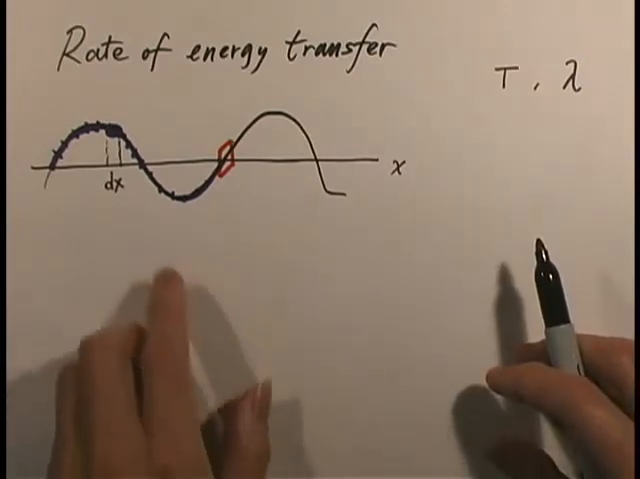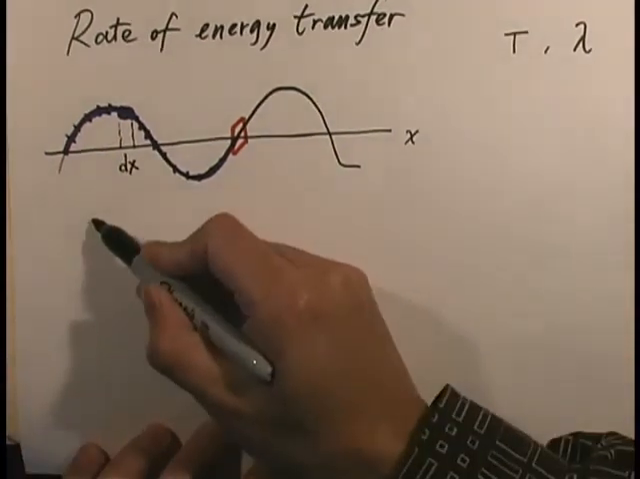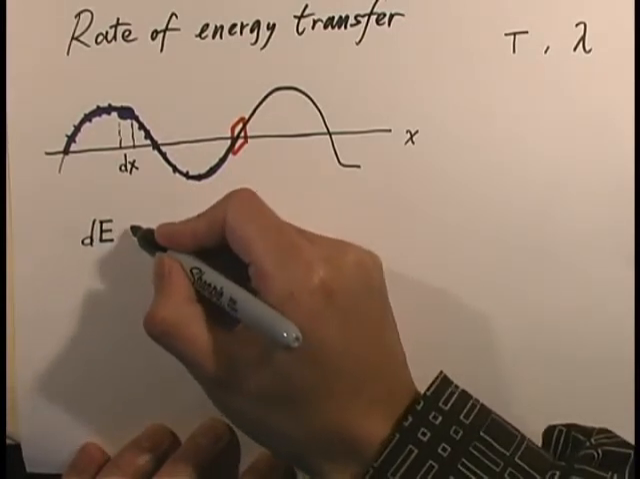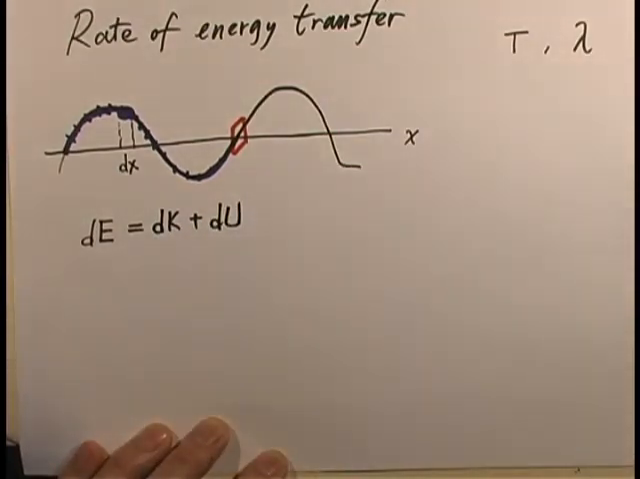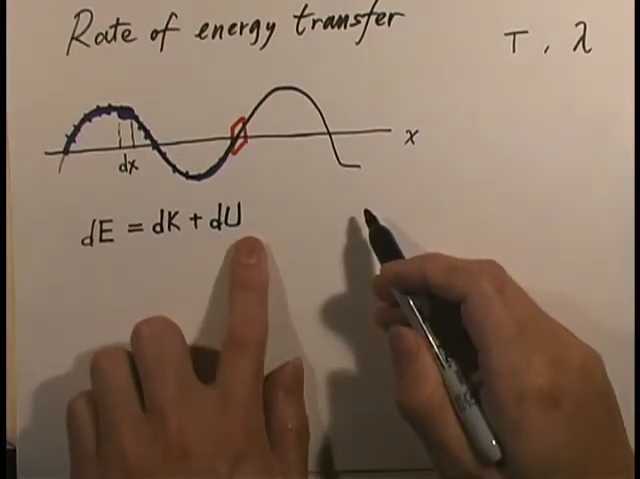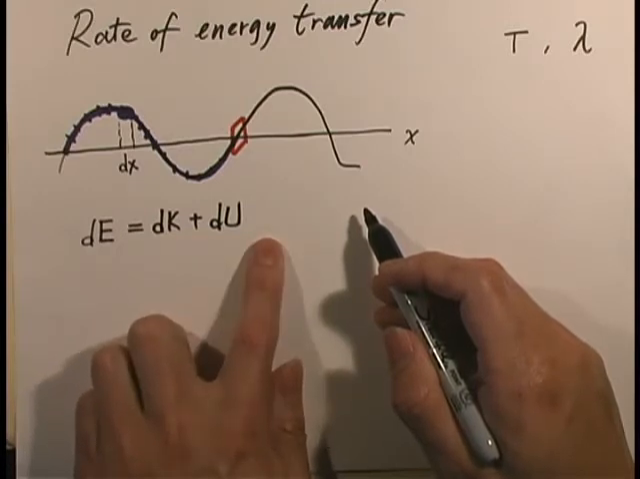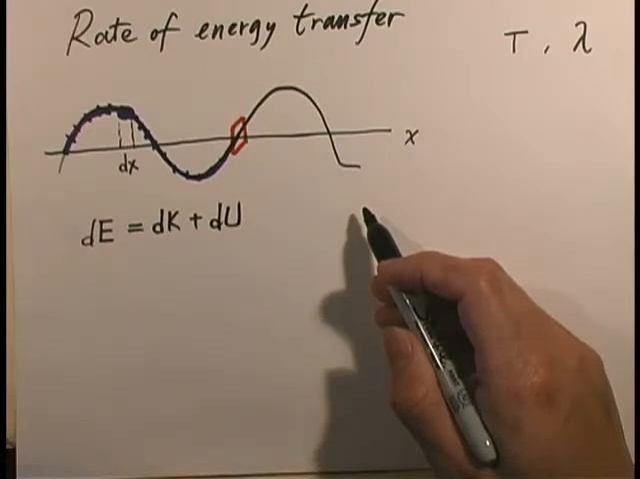Okay, now let us focus on the energy carried by this little oscillator of length dx. Okay, dE. And we know that equals dK plus dU, right? This is a simple harmonic oscillator. The kinetic energy and potential energy alternate, but the sum is the same, because for each simple harmonic oscillator, even though they both vary over time, the total amount of kinetic plus potential energy is always the same.